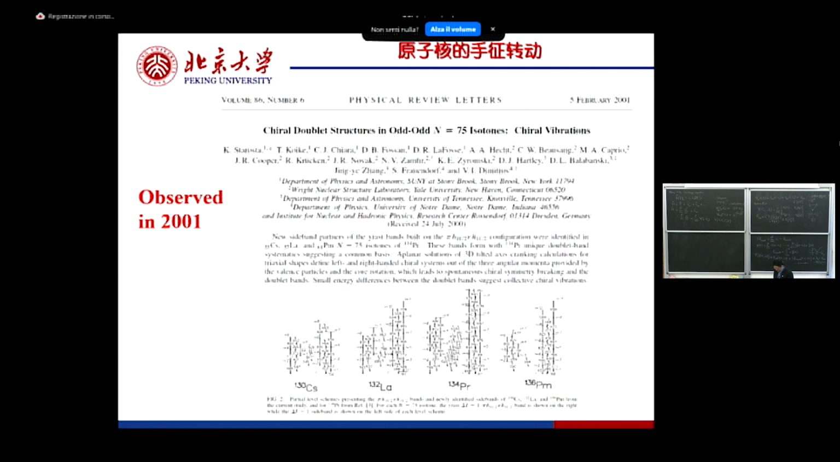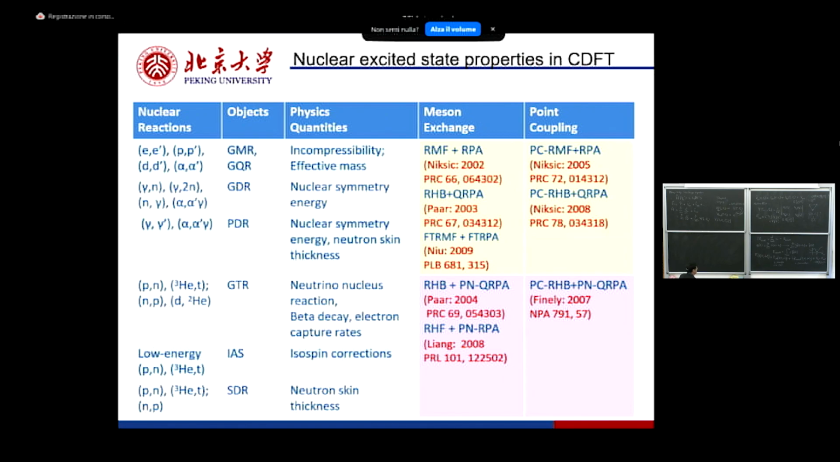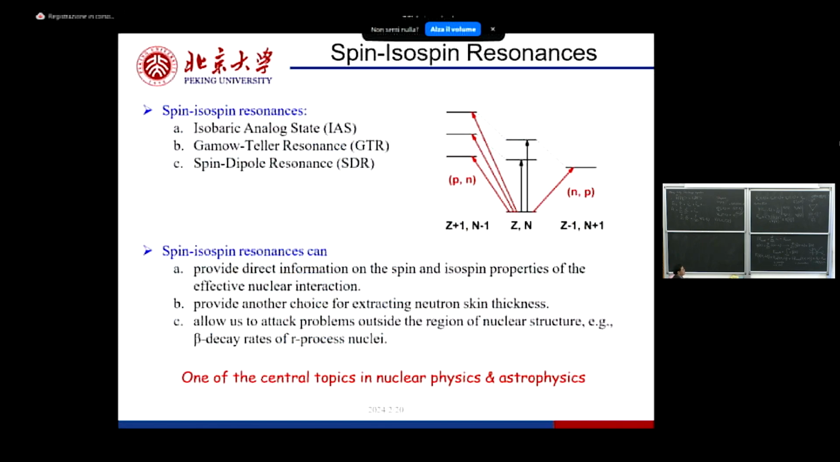And yesterday we discussed the nuclear ground state properties and also the rotational states. And then today we are going on. For example, there are also a lot of nuclear excitation properties based on different reactions. All of this could also be a target for the relativistic density functional. And in particular, I just chose, for example, this spin-isospin resonance.